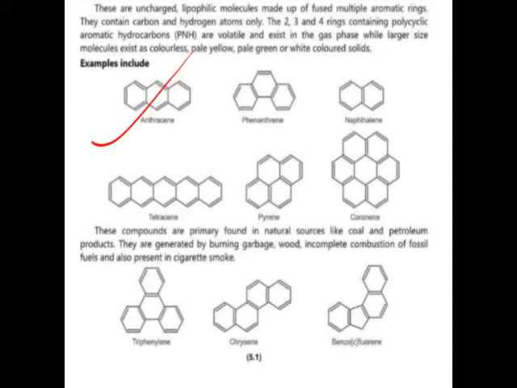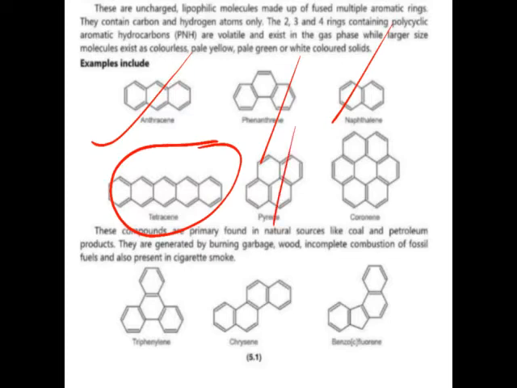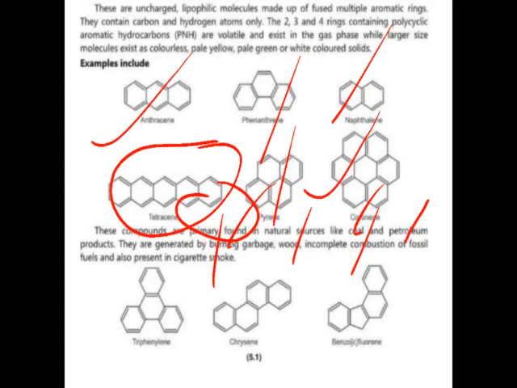So anthracene, where three benzene rings are fused. Phenanthrene, and naphthalene, where two benzene rings are fused. Here five benzene rings are fused, here four benzene rings, here seven benzene rings. So here the fusion of benzene rings takes place. These compounds are primarily found in natural sources like coal and petroleum products. They are generated by burning garbage, wood, incomplete combustion of fossil fuels, and are also present in cigarette smoke.